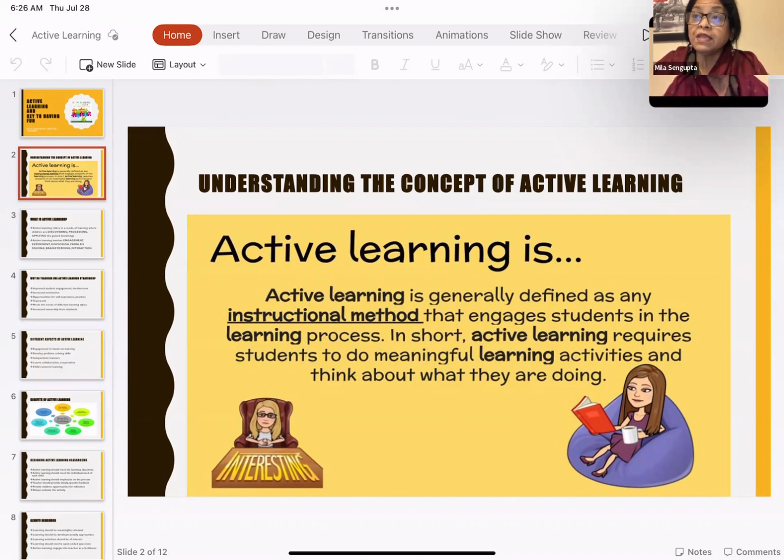Children take a lead role in an active learning setup or active learning classroom. In short, active learning requires students to do meaningful learning activities and think about what they're doing. So it is not just rotation, or just following the lead or the instruction. It is somewhere where children are able to think, experiment, and touch, feel, use their sensory learning skills to internalize knowledge.